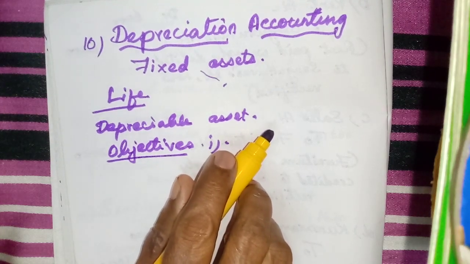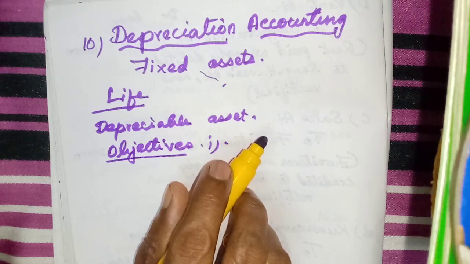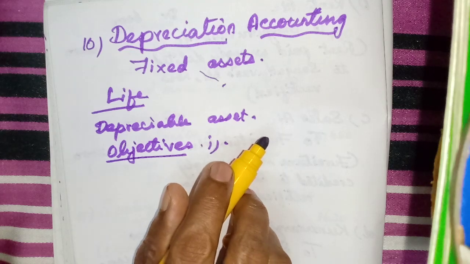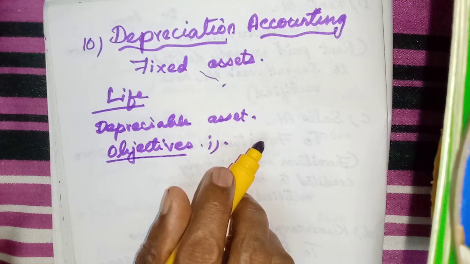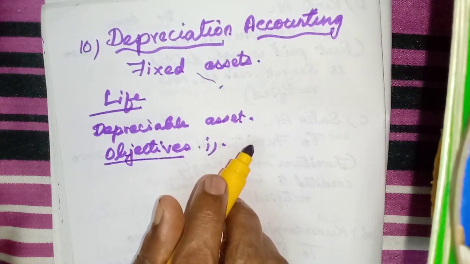Then sometimes the business organization will invest the same amount of depreciation somewhere, and at the end of the life of the present asset, they will sell that investment, and from that money they will purchase the new asset. So in order to replace the present asset, charging depreciation is very much useful.